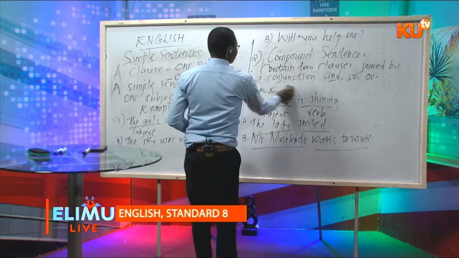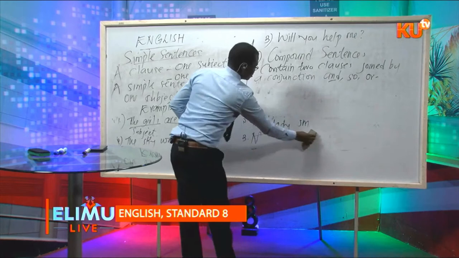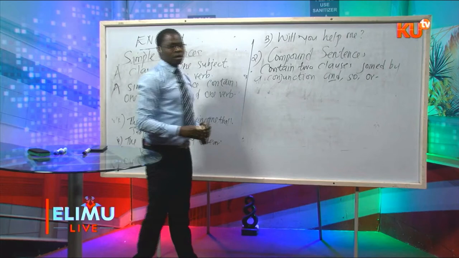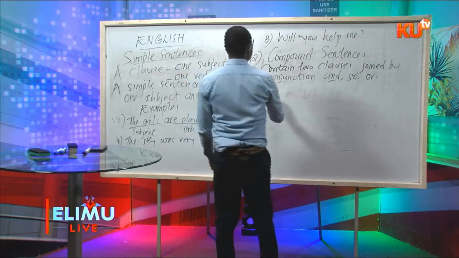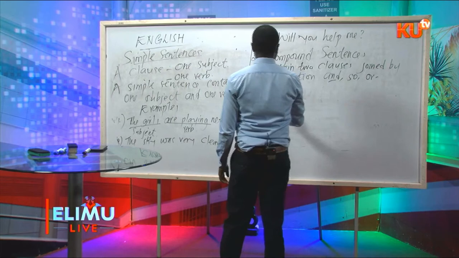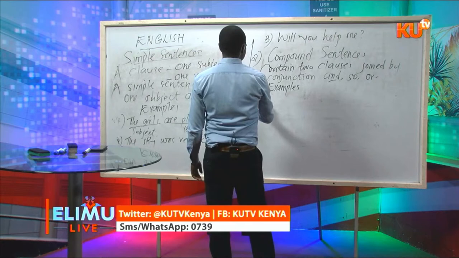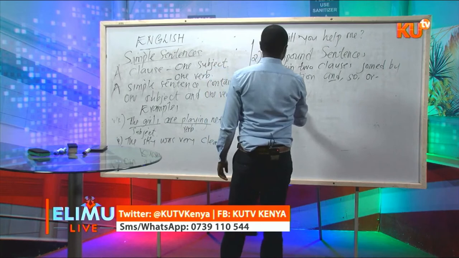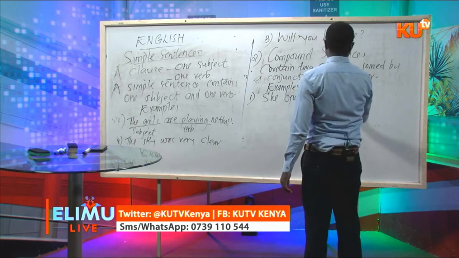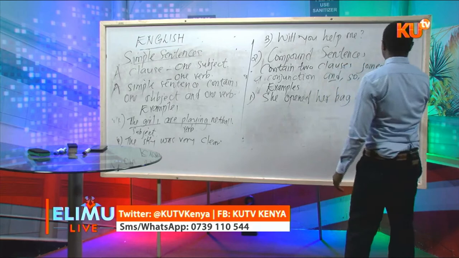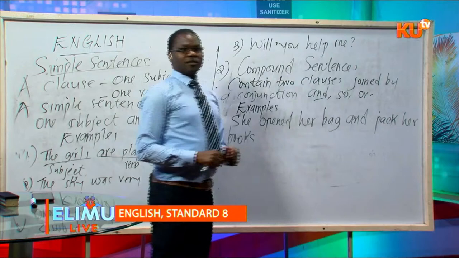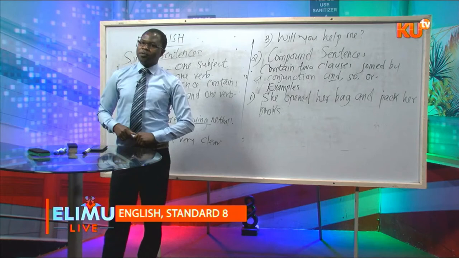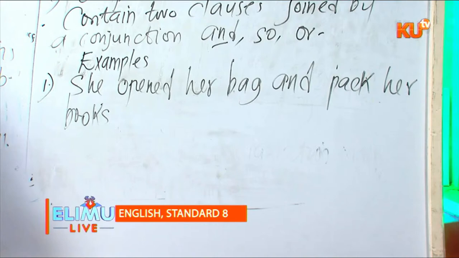I want to give an example of a compound sentence. We have said they have two clauses joined together by what we call a conjunction, a joining word. She opened her bag and packed her books. This is an example of a compound sentence. She opened her bag is the first clause, joined by and, then the next clause, packed her books.